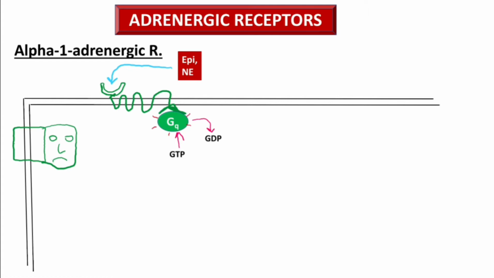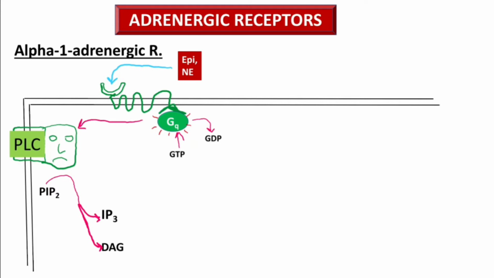Upon its activation, it will activate another protein in the cell membrane called phospholipase C. Phospholipase C's function is to convert PIP2, phosphatidylinositol bisphosphate, and cleave it into IP3, that's inositol triphosphate, and DAG, that's diacylglycerol. Let's follow here. IP3 is like a calcium pathway.